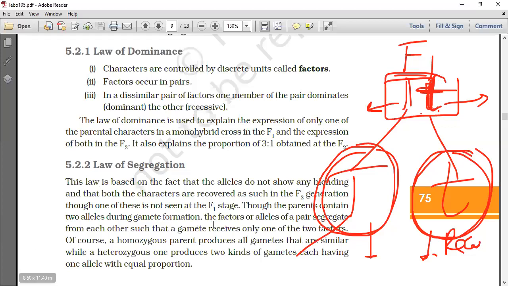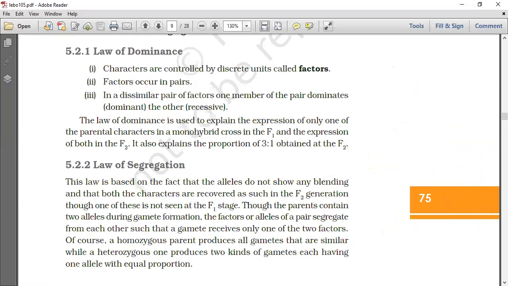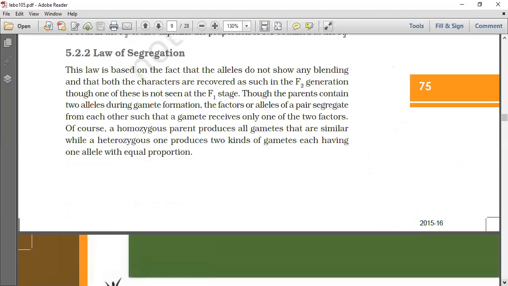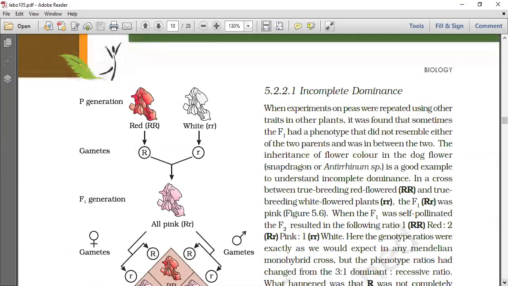Of course, a homozygous parent produces all gametes that are similar, that we know. But a heterozygous one produces two kinds of gametes, each having one allele, in equal proportion: 50% tall gametes and 50% dwarf gametes. I am trying to explain each and every sentence here, that's why it's taking a little length. But I request all of you to read it back again. So that's it about Mendel's monohybrid cross.